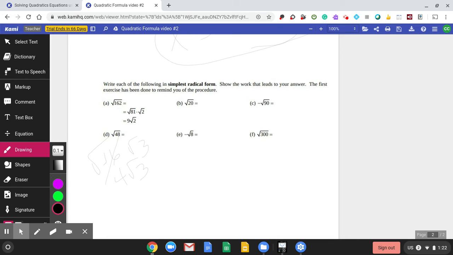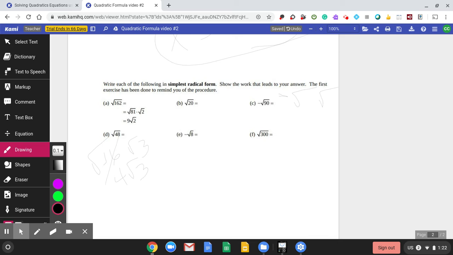All right. And you can see this one here. They used 81 times 2 is 162. And then the square root of 81 is 9. So I'm going to pick a couple. Let's do C. First off, don't lose the negative sign. What 2 numbers times themselves is going to give me 90? And one of them has to be one of your perfect squares.